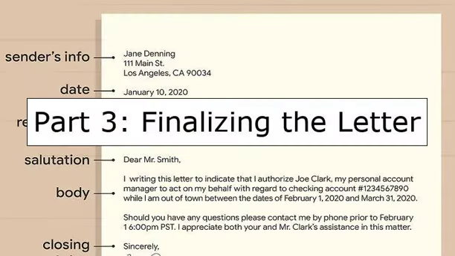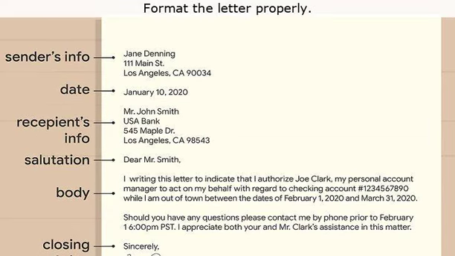Part 3. Finalizing the letter. Step 1. Format the letter properly. A letter of authorization is a business letter and should be formal in tone and format. Standard business letters use a block format. The body should be single-spaced, and there should be no indentation of the paragraphs. Instead, leave a blank line between the salutation and the first paragraph as well as between paragraphs.